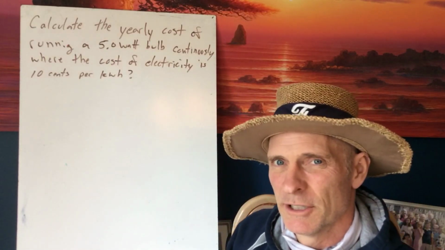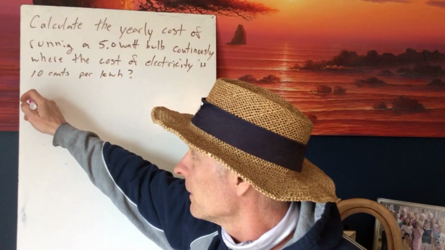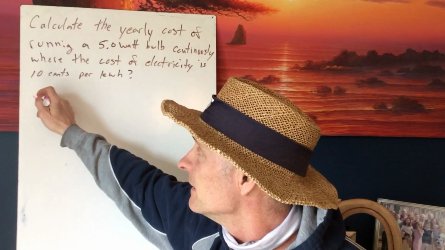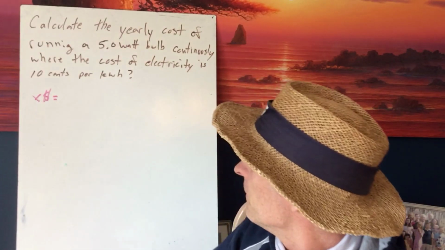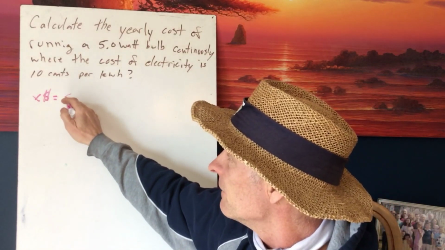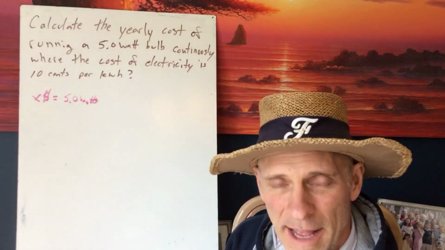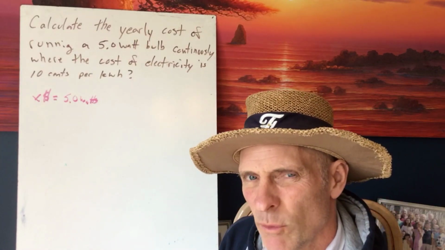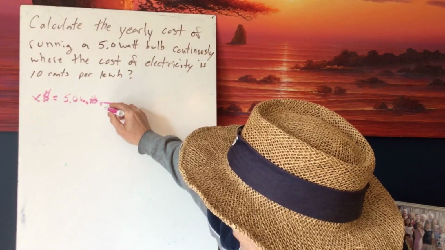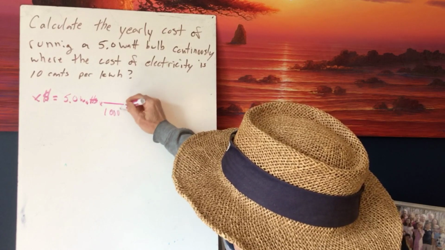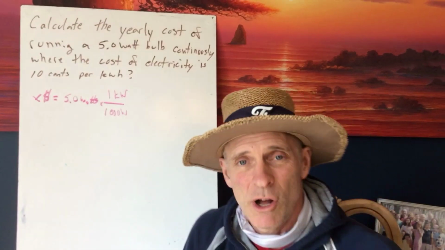All right, so let's look at this. I'm going to borrow something from chemistry that I hope you guys will remember. I'm going to say X dollars in a certain power value. 5 watts. So 5 watts. Okay, so what does a watt actually represent? So 1,000 watts is 1 kilowatt.